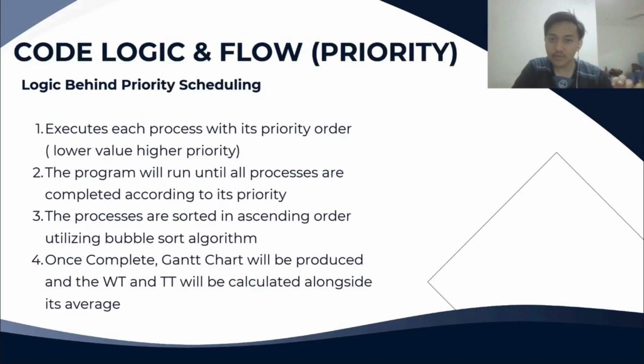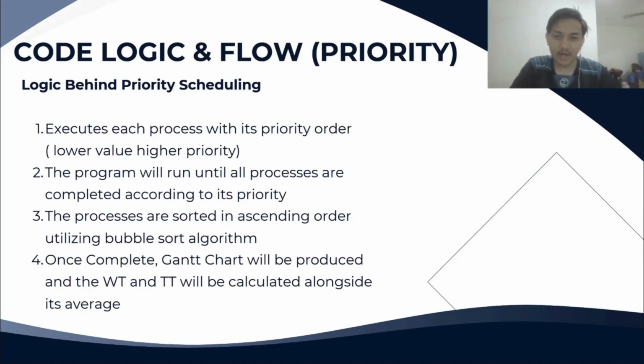Okay, moving on to the code logic and flow for the priority scheduling. First, the priority scheduling will execute each process according to its priority order. The lower the value, the higher the priority. This program will run until all of the processes are completed according to their priority, same as before with the round robin.